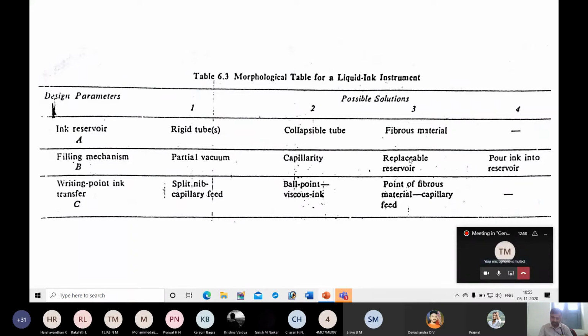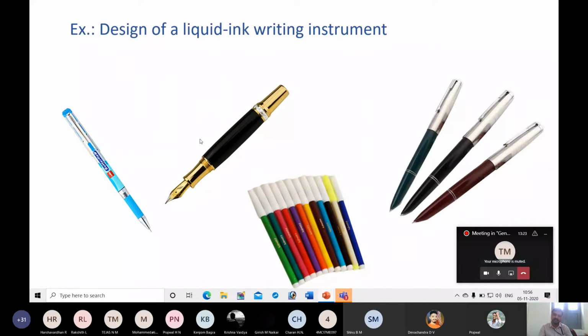Replaceable reservoir: ball pen. In case of ball pens, when the refill gets empty, you are going to replace it with a new refill. Refills are already available in the market. You will buy a refill and replace it. That is the replaceable reservoir. Pour ink into reservoir: this is applicable in case of fountain pens, like this ink pen. What you are going to do is remove this and fill the ink.